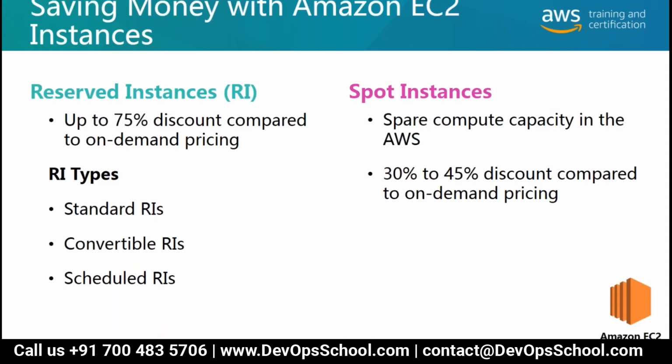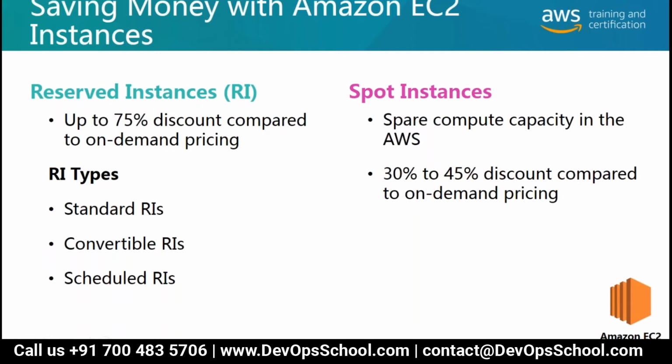It gives you compute capacity which is spare, and it might be available at a much discounted price, up to 30 to 45% discount compared to on-demand pricing. So spot instances enable you to optimize your cost and scale your application's throughput. You can go up to 10 times your throughput capacity with the same budget, because you are using spot instances which can be interrupted by Amazon.